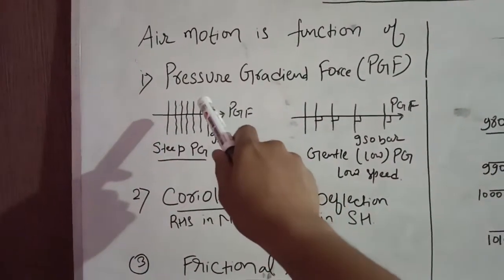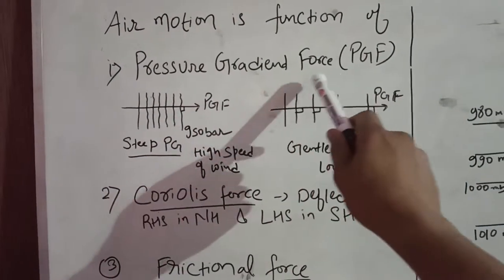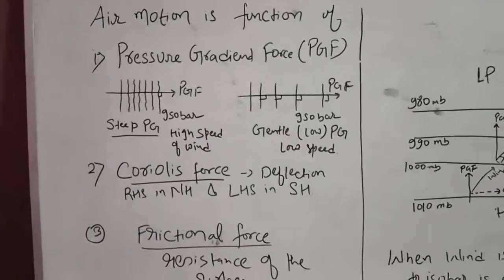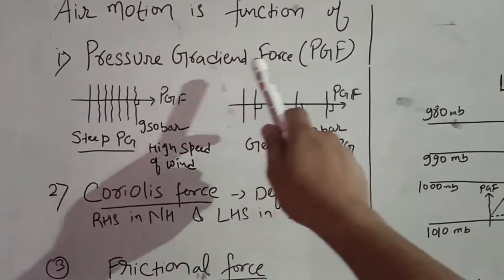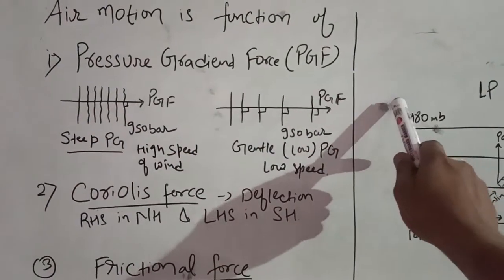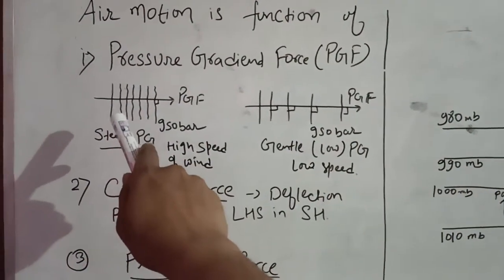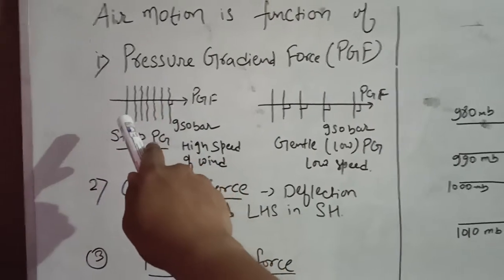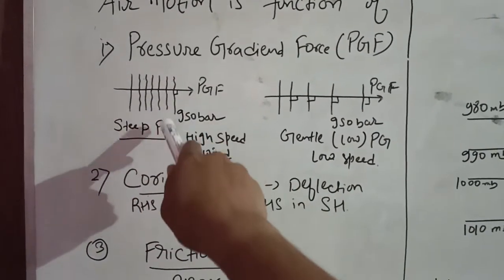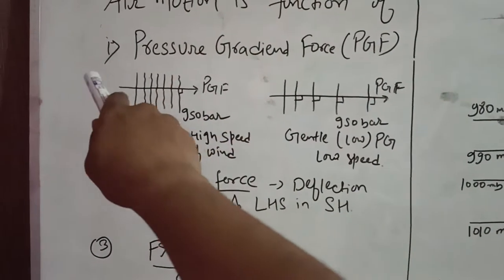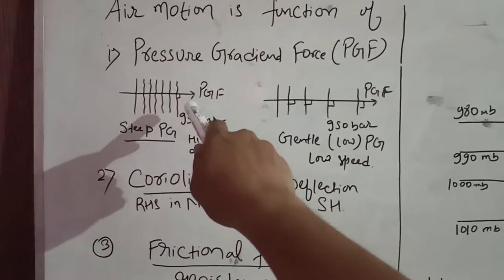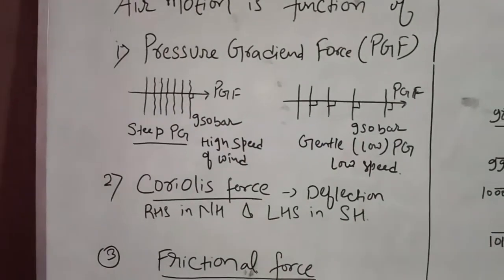The first one is called your pressure gradient force. Now what is pressure gradient here? Pressure gradient means when two places have a difference in pressure. So if the pressure is changing very rapidly, like in this case, as you see, this vertical line indicates isobar, and this horizontal line is called pressure gradient force. So pressure gradient force is always perpendicular to the isobar.